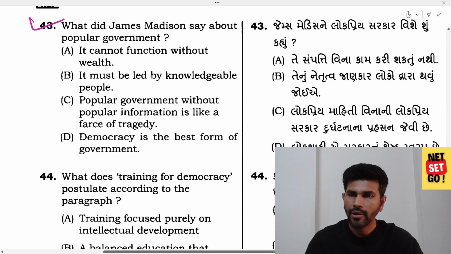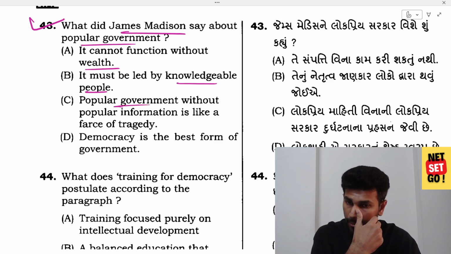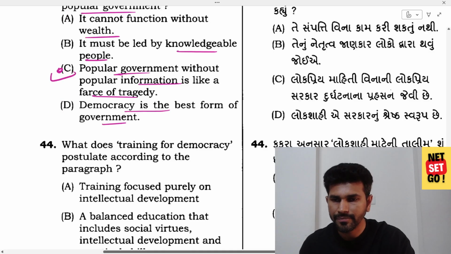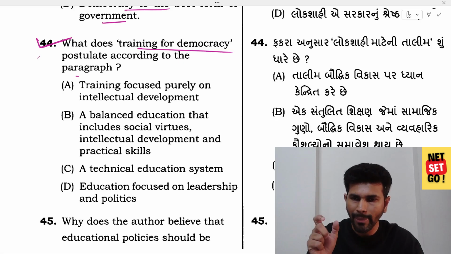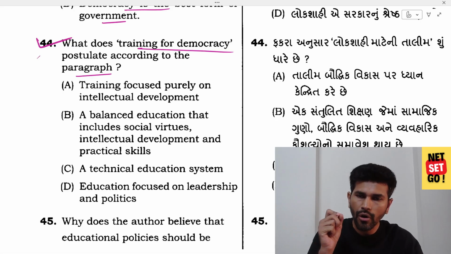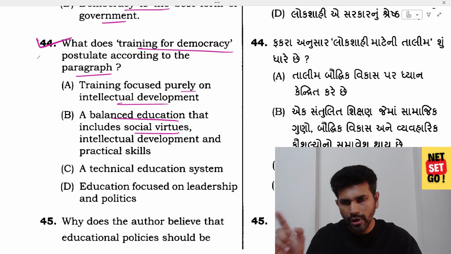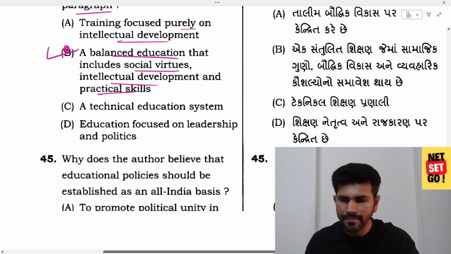Next, what did James Madison say about popular government? Cannot function without wealth. It must be led by knowledgeable people. Popular government without popular information is like a farce or tragedy. Democracy is the best form of government. C is the correct answer. Next, what does training for democracy postulate according to the paragraph? Training focused purely on intellectual development, or a balanced education that includes social virtue, intellectual development, and practical skill. Option D is the correct answer.